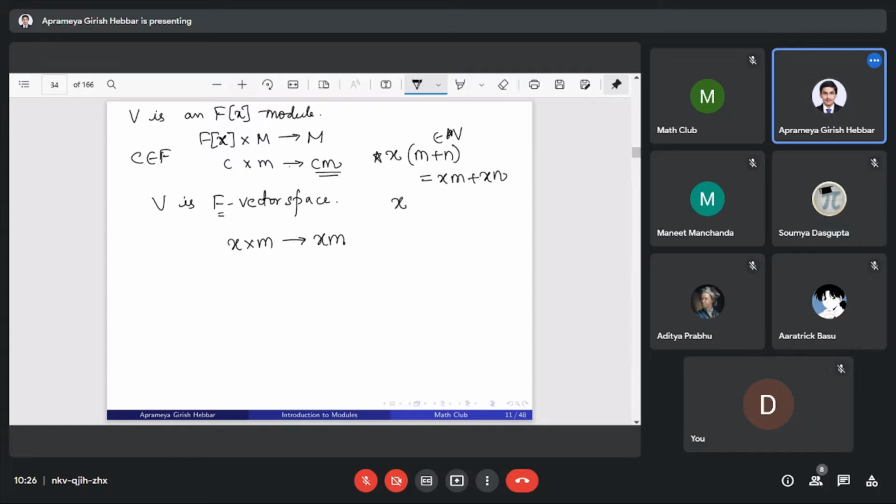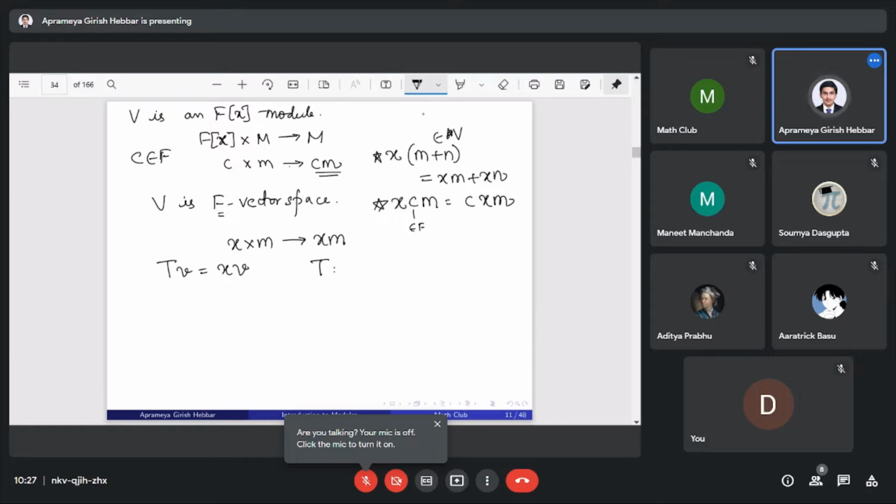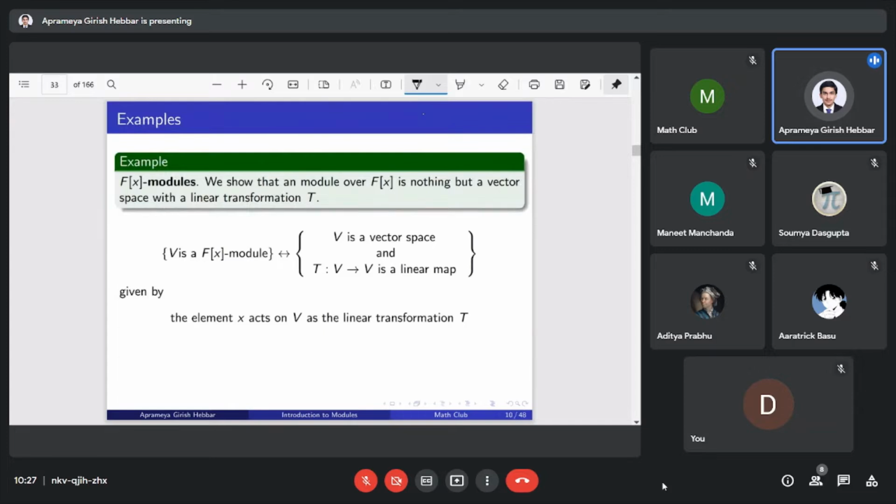And then if c is an element in F, then x times (c times m) is c times (x times m). If we now denote T times v to be x times v, then these things make T into a linear map from V to V. So that's what I said here. Given an F[x] module, you can take V to be a vector space, and you also have, by definition, a linear map, and this linear map T(v) is given by xv.